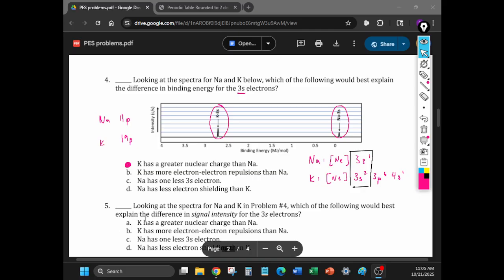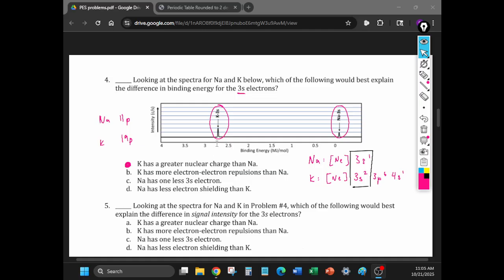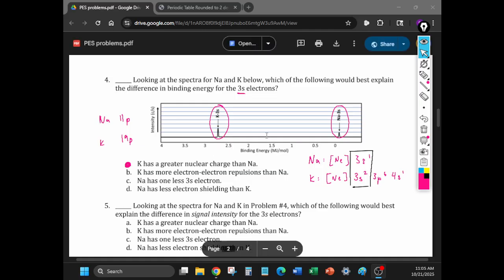We can actually answer number 5 as well. If you take a look at the peaks, right? This was also a giveaway. If you look at the peak height, what do you notice about the peak heights?